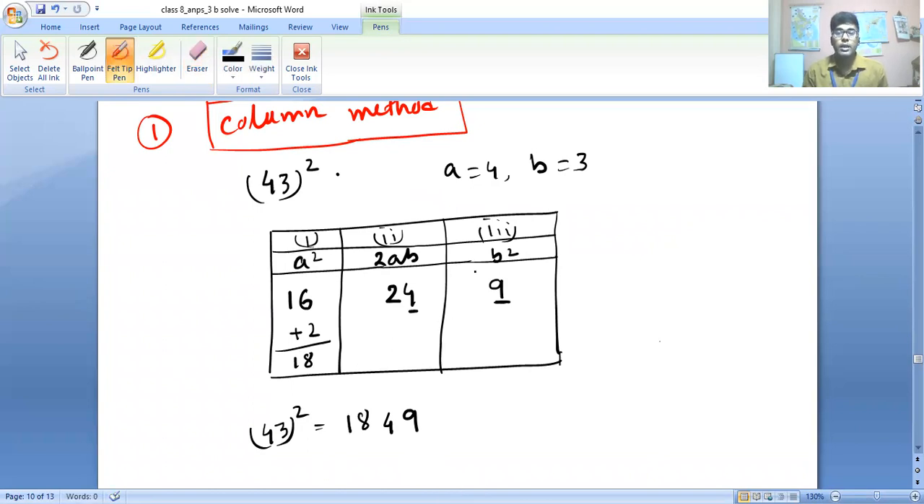Understood? We make a square here, 2ab, and here b square. B square, we find 9. So the right digit we will take. If there is any more digit, it will carry here and we will add. So here there is only one digit, so we have taken 9.